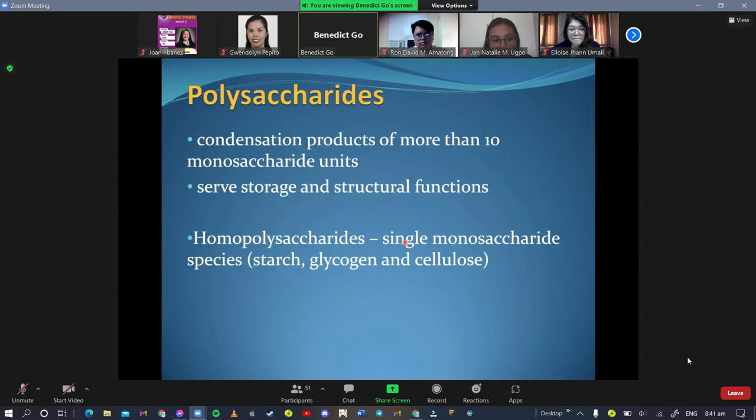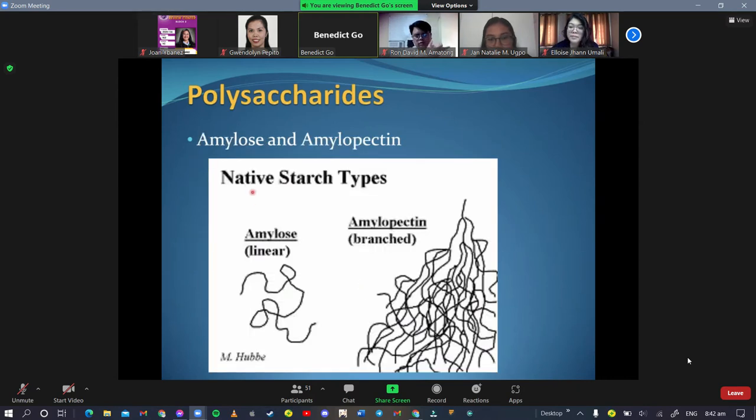Polysaccharides this time are condensation products of more than 10 monosaccharide units. They serve storage or structural functions. You have homopolysaccharides composed of a single monosaccharide species such as starch, glycogen, and cellulose. Here you'll find two native starches in the form of amylose, which is linear, and amylopectin, which is highly branched.